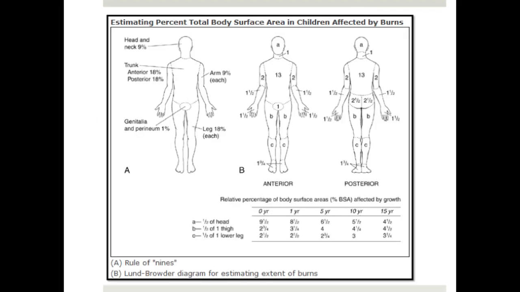On this slide is a diagram showing both the rule of nines and London-Browder chart. Rule of nines on the left and London-Browder chart on the right. These charts are very readily available online, and most trusts have their own versions of London-Browder charts.